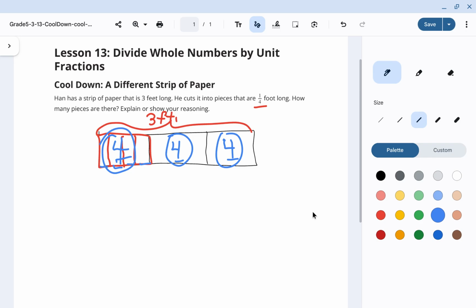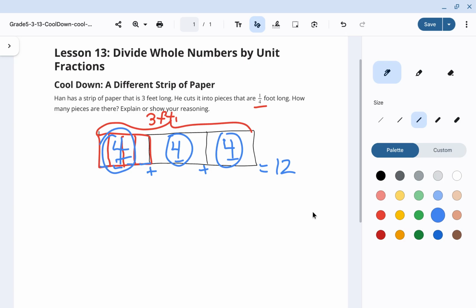So when I look at all of those, when I have my 4 plus 4 plus 4, I can clearly see that I'm going to get 12 strips of paper, right? Because he's cutting those into those smaller pieces. He's going to end with 12 pieces of paper.